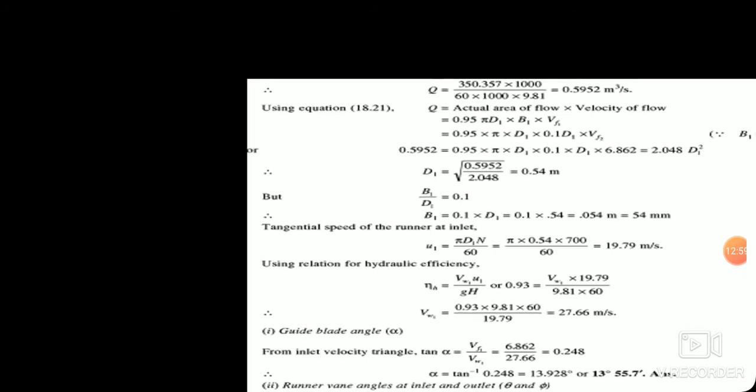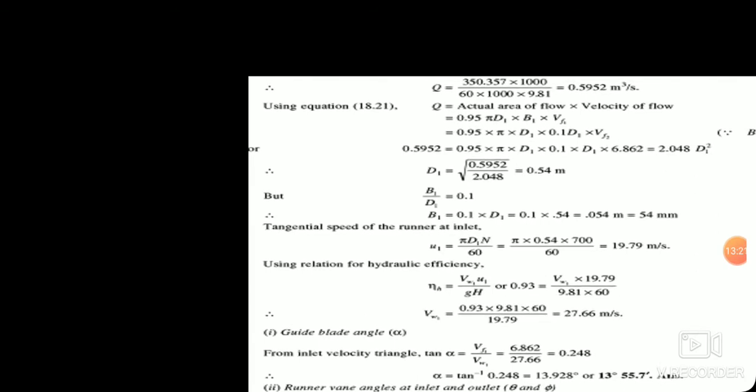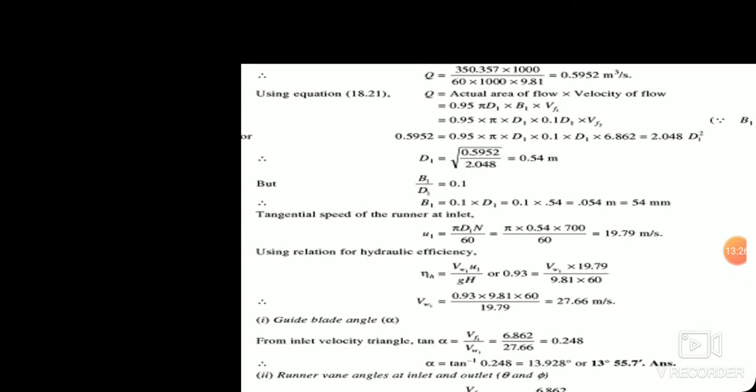Then using equation 18.20, Q is equal to the actual area of flow. I told you that discharge Q is equal to the periphery area, so we have to consider 0.95 pi D1 B1 into VF1. If you put the discharge value, 0.5952 is equal to 0.95 into pi into D1 into 0.1 D1 into VF1, but VF1 is equal to VF2, already calculated.